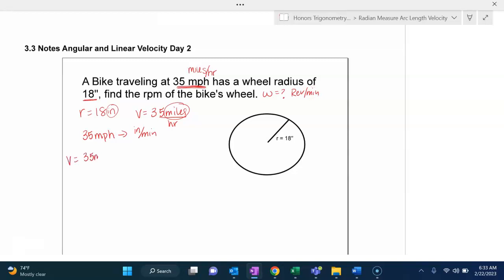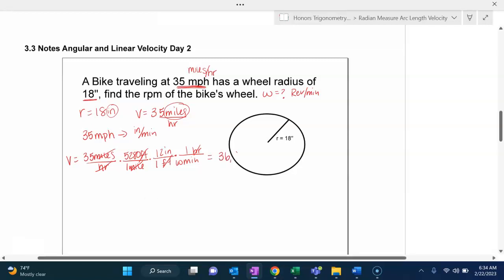So 35 miles over hour. If I want to get rid of miles and get to inches, 1 mile is 5,280 feet. It's all about lining these units up. And then 1 foot is 12 inches, so that way I am in inches now. Now let's get hours out and get to minutes. So 1 hour is 60 minutes. If I type that all in my calculator, I should get 36,960 inches per minute.